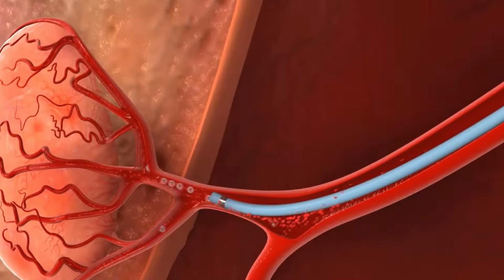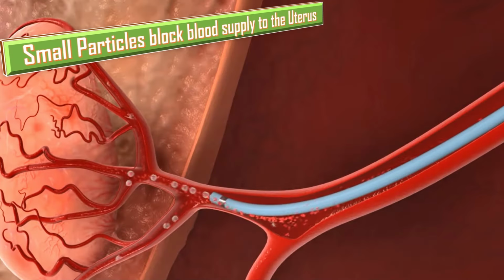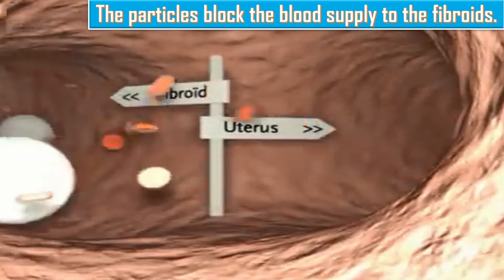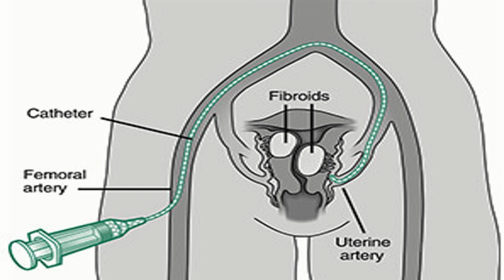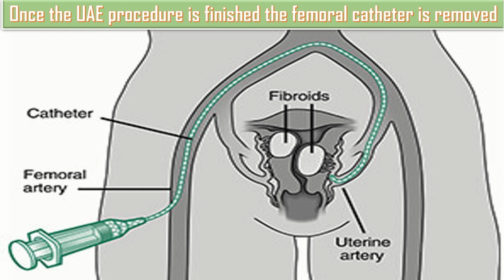Small plastic or gelatin particles are put into the arteries through the catheter. These particles block the blood supply to the fibroid. When finished, the catheter is removed. Any bleeding from the puncture location is controlled and a bandage is applied.